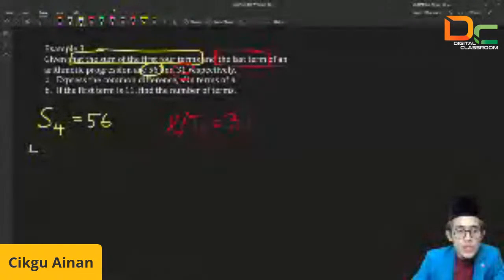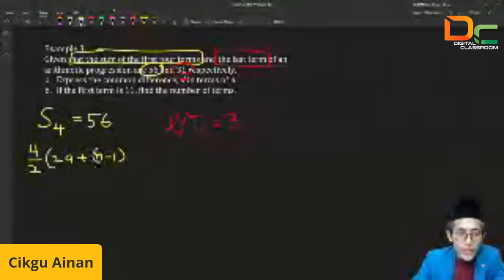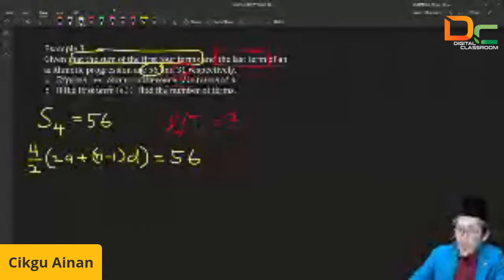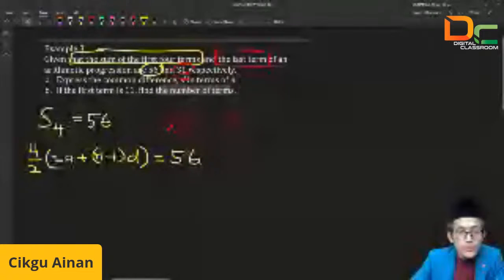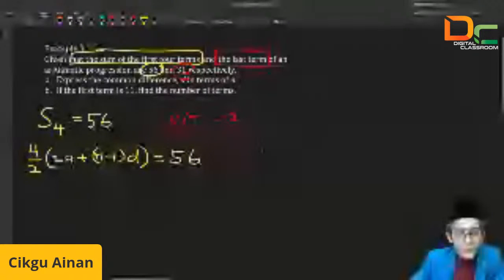We apply the formula. S4 is 4 divided by 2, times double the first term plus n minus 1. Don't forget to put brackets, multiplied by the common difference. And then 56, this one we can move over there. Oh, the mouse cannot move right now.